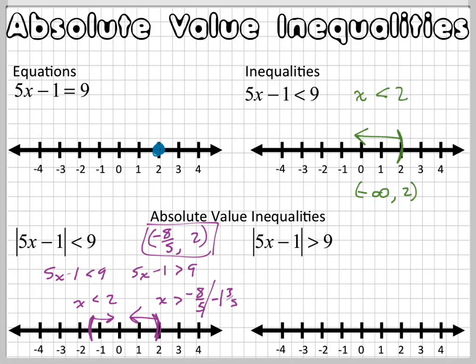Alright, last one. You get x is greater than 2, and x is less than -8 over 5. -8 over 5 again is right there, and it says less than, so that means it's going to go to the left. 2 is right there, and it says greater than, so we point the arrow to the right. Your two intervals look like this. It's a union between those two.